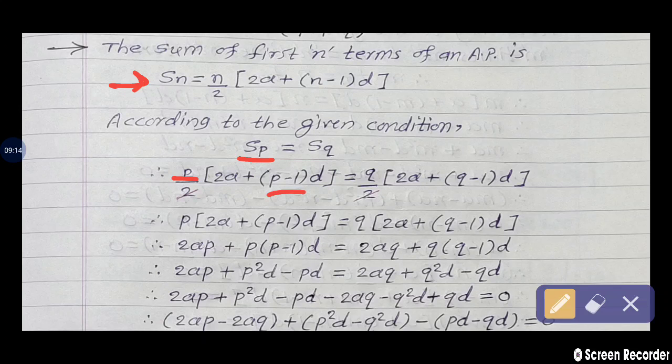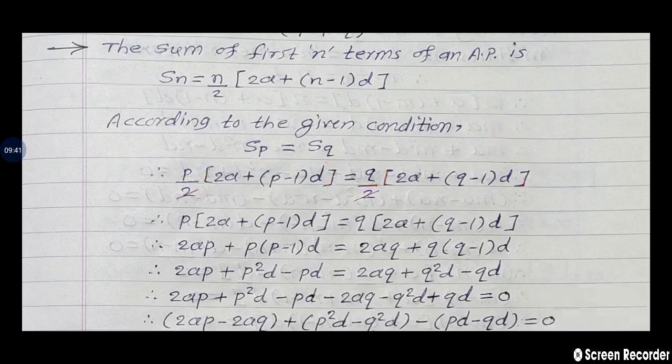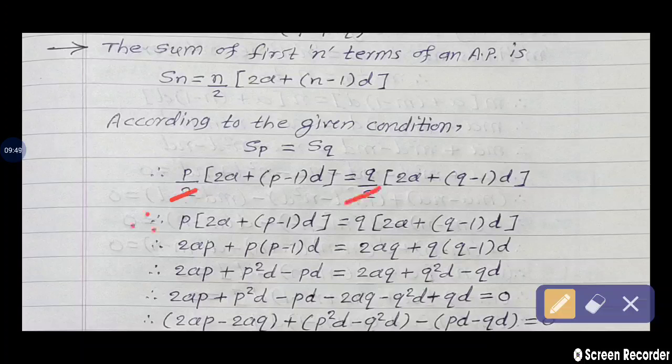So instead of n in the above formula, what do we substitute? At the place of n, q we are substituting. So instead of n upon 2, what are we writing? q upon 2 in bracket 2a plus, instead of n minus 1, what are we writing? (q minus 1) into d. In this way, we have substituted the formula of Sn in the form of Sp and Sq. Now on both the sides, what is the common term? So divided by 2, that cancels. What is remaining, we write in the next step.